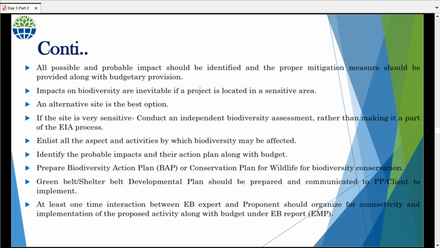If the site is sensitive, then conduct an independent biodiversity impact assessment, that is BIA, rather than making it a part of EIA. In that case, enlist all the aspects and activities by which biodiversity is going to be affected due to the developmental activity. Identify the impact, make a plan, enter into the offset, then prepare the biodiversity action plan, also known as the conservation plan or wildlife conservation plan for that area. Also prepare the green belt, shelter belt development plan. It should be prepared as part of this BIA. And we have to interact with the proponent. Also, we need to train the proponent that these are required and mandatory to do.